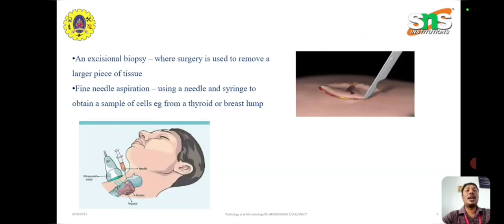An excisional biopsy, where surgery is used to remove a larger piece of tissue. Fine needle aspiration, using a needle or syringe to obtain a sample of cells, for example from the thyroid or a breast lump.